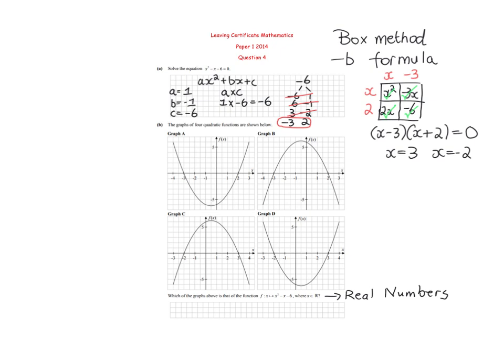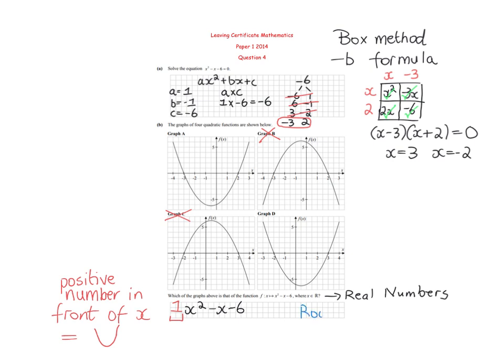The first thing we can look at here is the function, x squared minus x minus 6. The first thing we need to do is look at the number in front of x squared. Now the number in front is 1, and that's positive. So that means it's going to be a happy face graph. So we can discount graph C and graph B because they're the sad face graphs.